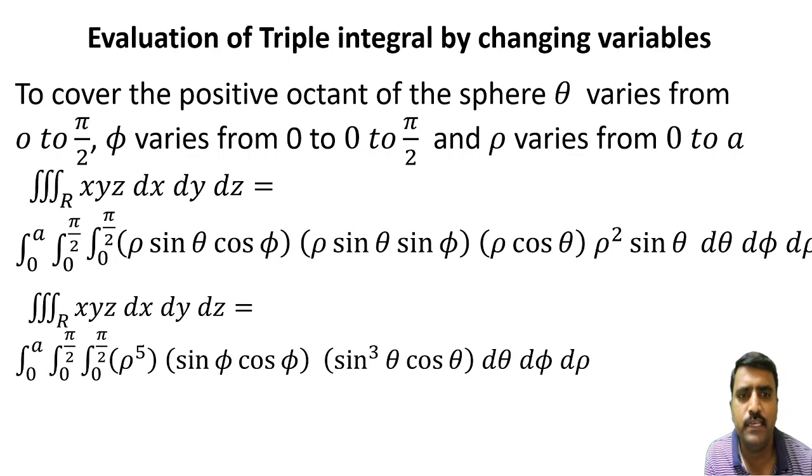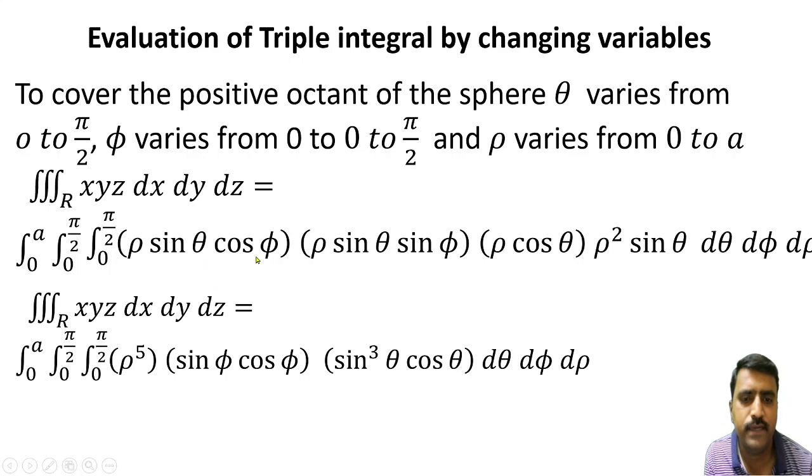Correspondingly you take the limits 0 to a, 0 to pi by 2, 0 to pi by 2, with xyz. You know that x is rho sin theta cos phi, y is rho sin theta sin phi, z is rho cos theta. Substitute all these x, y, z values here: rho sin theta cos phi, rho sin theta sin phi, rho cos theta, into dx dy dz, which is rho square sin theta d theta d phi d rho. Now simplifying, rho into rho into rho into rho square gives rho to the power 5.